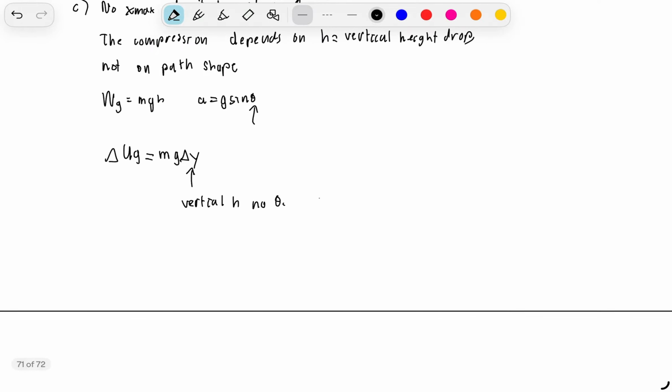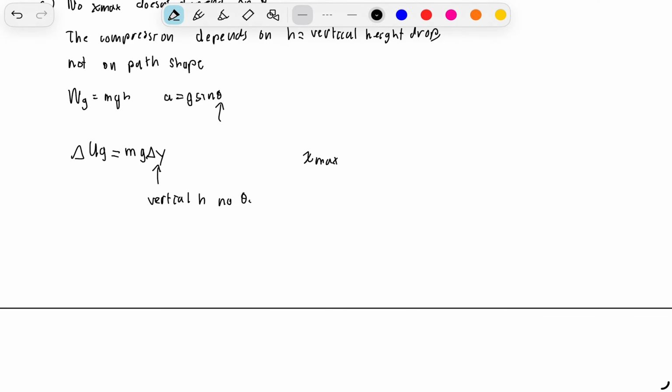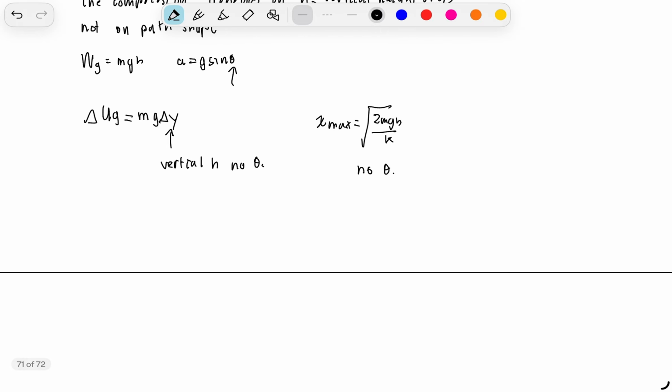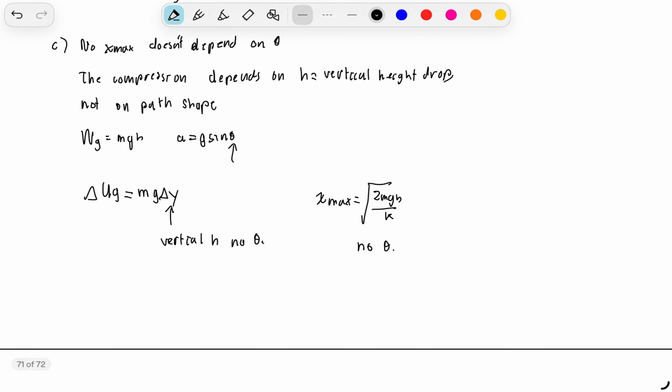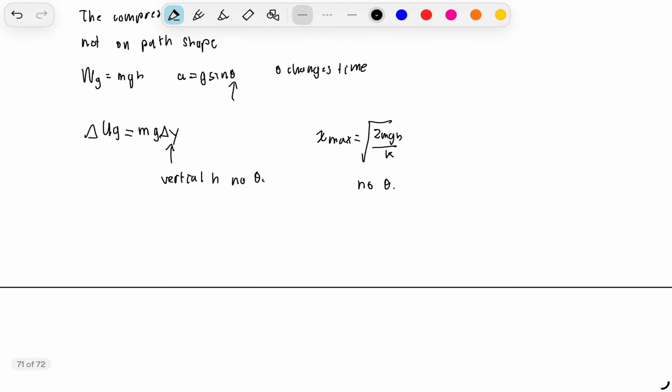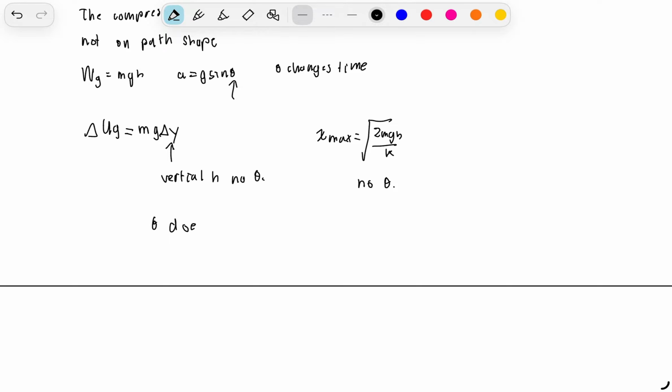So that means that x max is equal to the root of 2 mgh over k, like we saw above. There is no theta, so there is no dependence on our angle. The angle changes the acceleration and the time of our sliding. So theta changes time as well, but it does not change the total gravitational energy available. Theta doesn't change our total UG available.